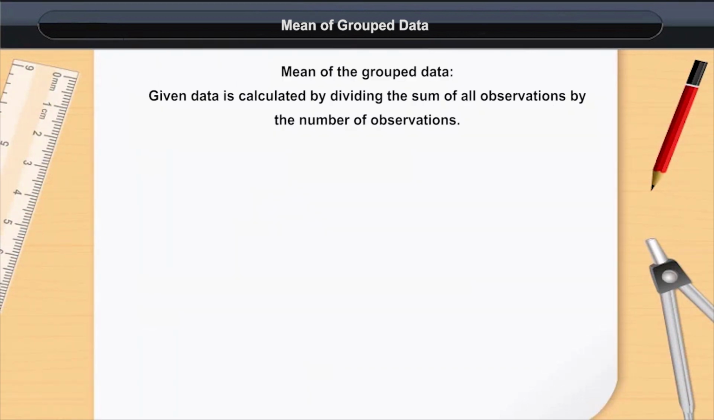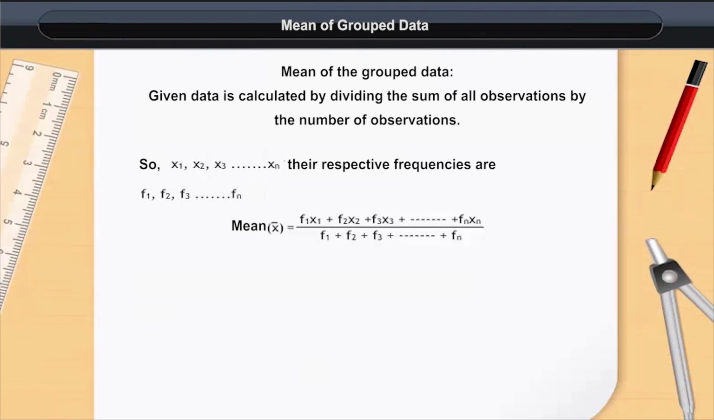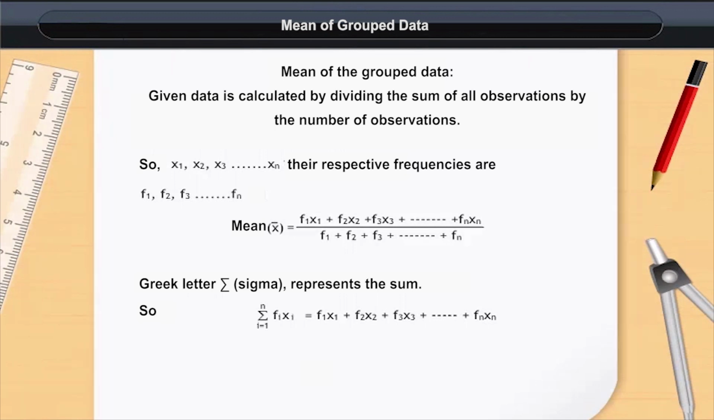Mean of the grouped data. Given data is calculated by dividing the sum of all observations by the number of observations. So, for observations x1, x2, x3 up to xn, their respective frequencies are f1, f2, f3 up to fn. So, the mean is found by the given formula. Greek letter sigma represents the sum, and this is the mean of the given data.